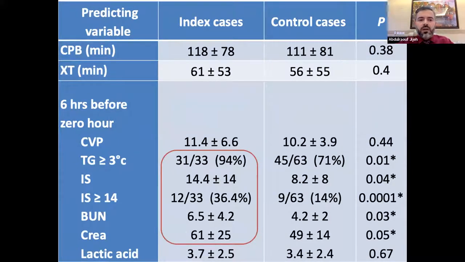In the variables 6 hours before the 0 hour, we noticed that the temperature gap between the central and skin temperature was significantly higher in the index cases. The inotropic score was higher as well, and there was evidence of acute kidney injury in the form of high urea and creatinine.